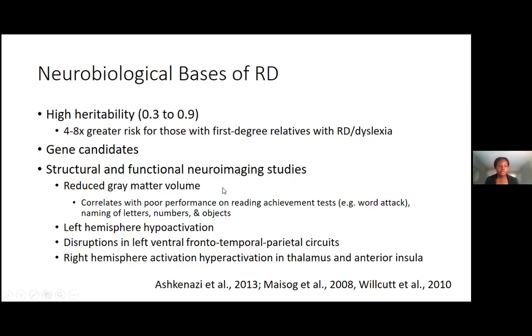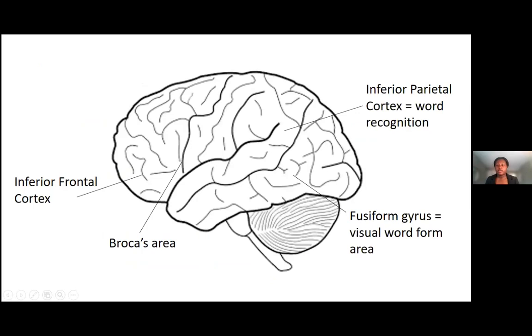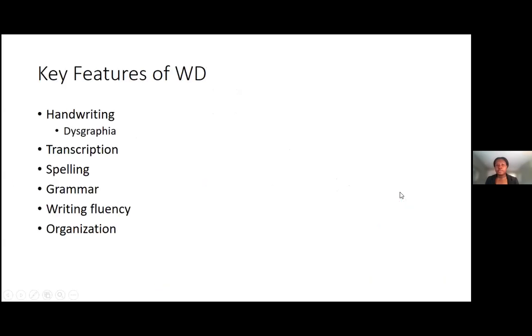Another area which I'll focus on a little bit more is disruptions in the left ventral frontotemporal parietal circuitry. Here, you can see a cartoon depiction of the left hemisphere. Some of the areas that have been noted to show hypoactivation in children and adults who have reading disorder include primarily posterior regions. So for example, we see differences.